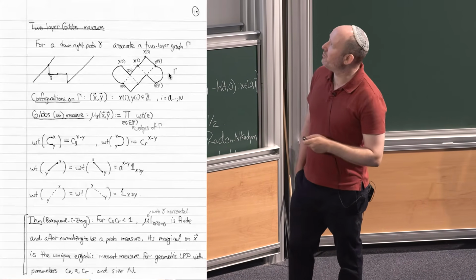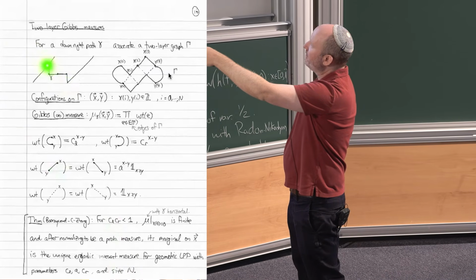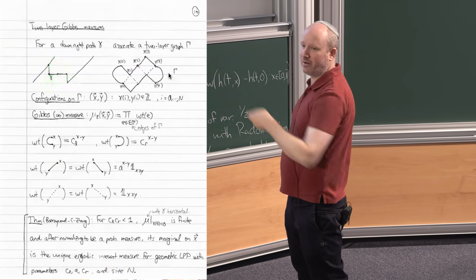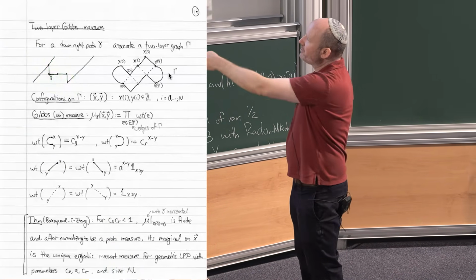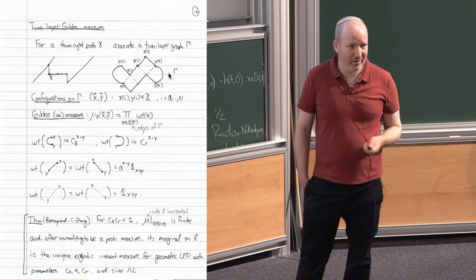The idea is the following. Here I've defined a measure given a path gamma. Okay? There's no reason for you to believe me that this is the invariant measure. Okay? But let me postulate that it is.